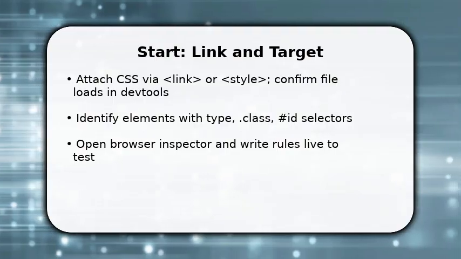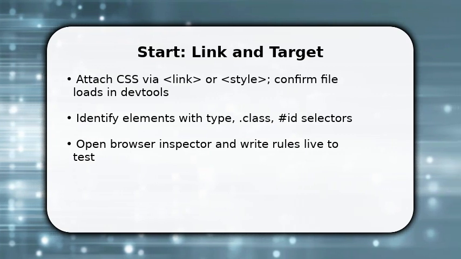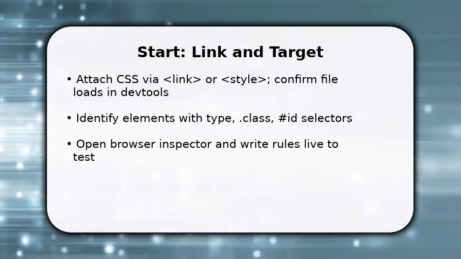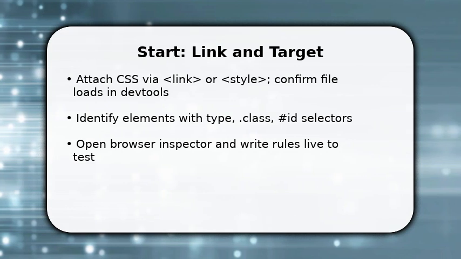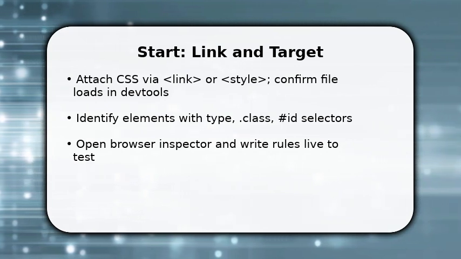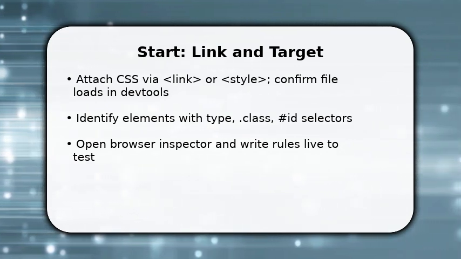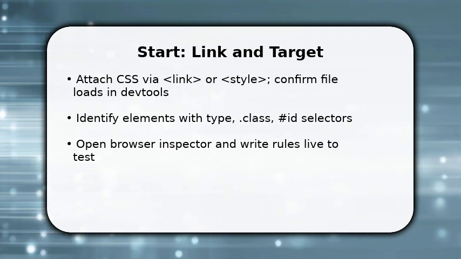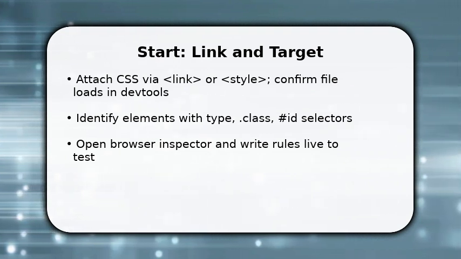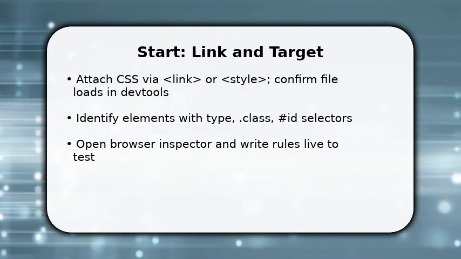You already have HTML. Now link your style sheet and open the browser inspector so you can iterate quickly. Start by selecting element types, then target class names and ID to scope styles precisely. Write a simple rule for a tag, then a class and a hash ID to see immediate visual changes.